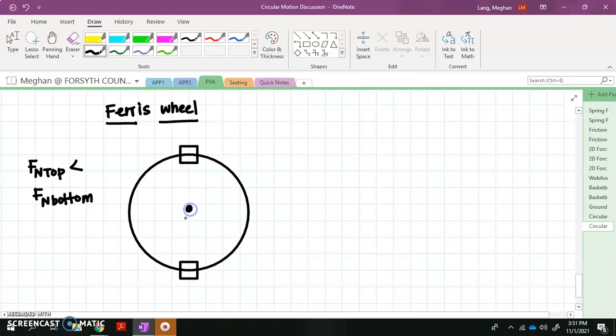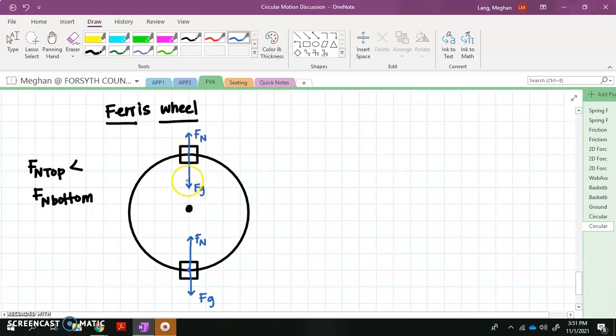So here would be my center. All right, so at the top, I have a force of gravity, and I have a normal force. At the bottom, I have a normal force and I have a force of gravity. Okay, force of gravity in both of those spots is the same because your mass and your acceleration due to gravity are the same. It's these normal forces that change.